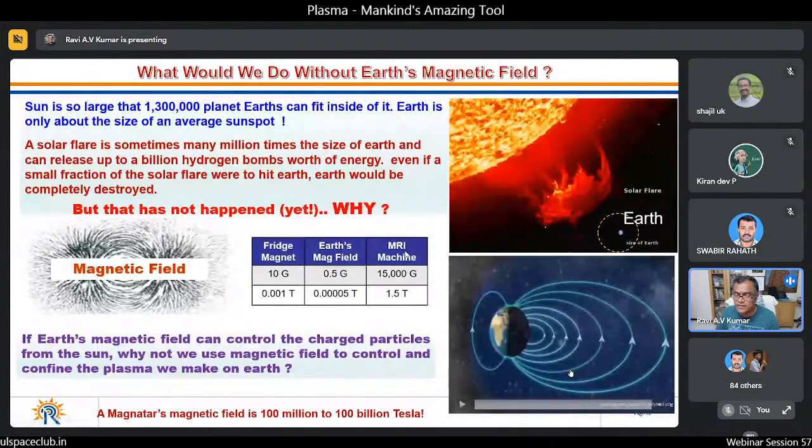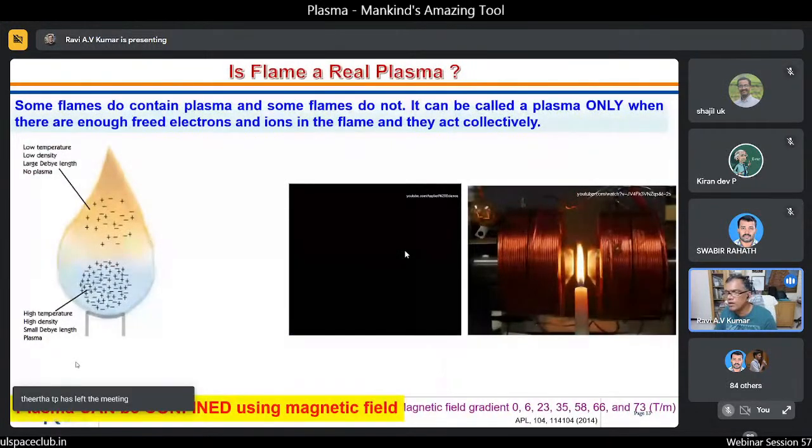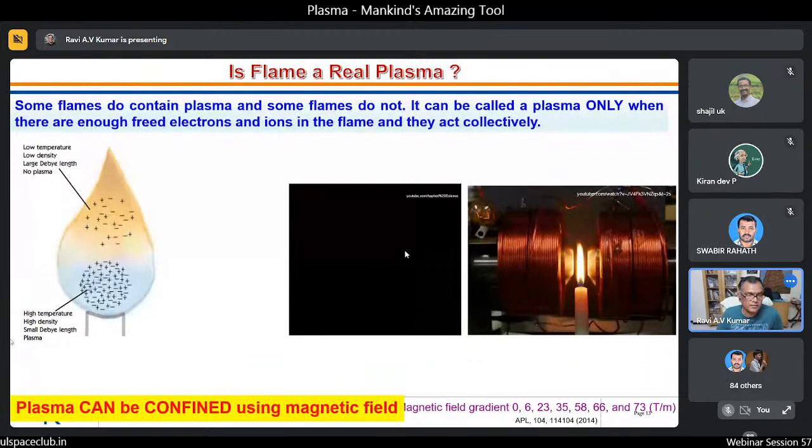So if the Earth's magnetic field can control charged particles, why not use magnetic field itself to control very hot plasma that we have to use at some point? Now, I told you that the flame is the simplest form of plasma that we can find. You don't have to believe me just because I told you. Let us scientifically establish that a flame has charged particles.